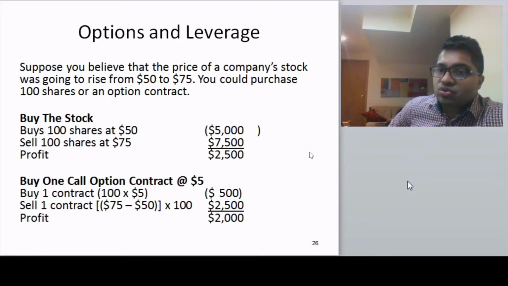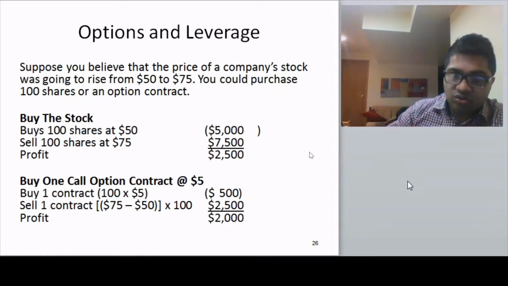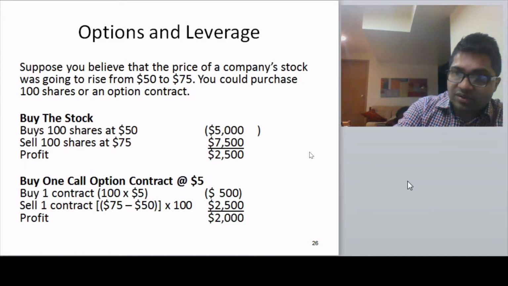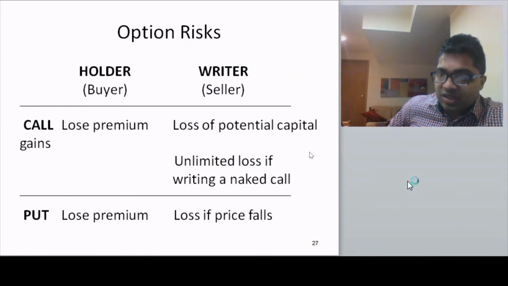And when the price goes to 75, the value is 7,500, you make a profit of 2,500, but you have already paid 500, that is not returned to you. So you make a profit of 2,000 by paying only 500. So the percentage profit is more.